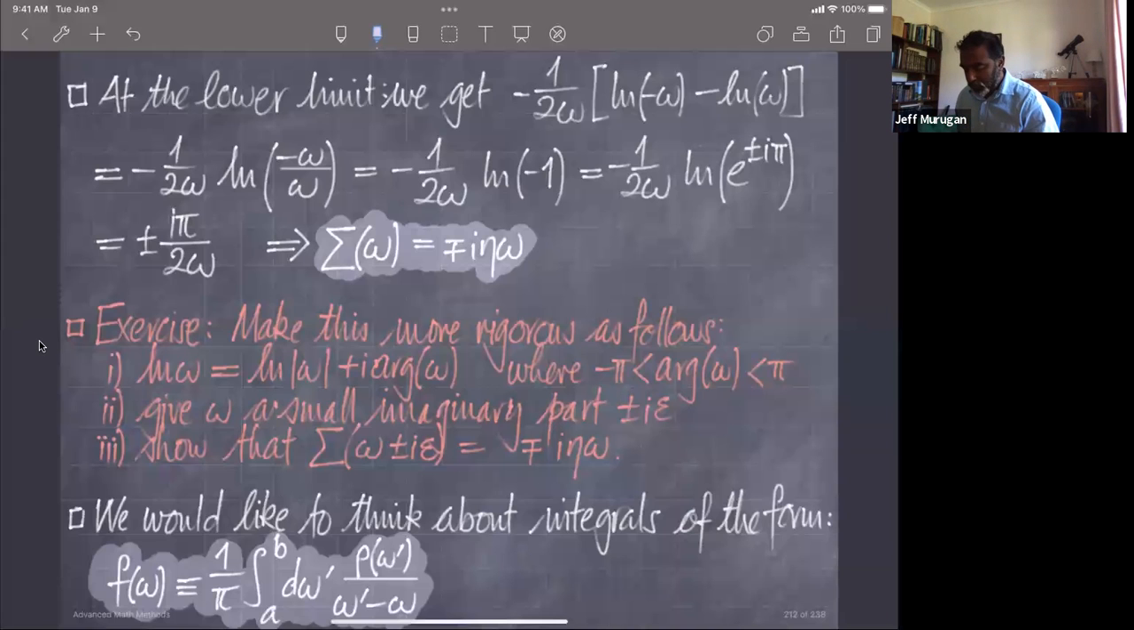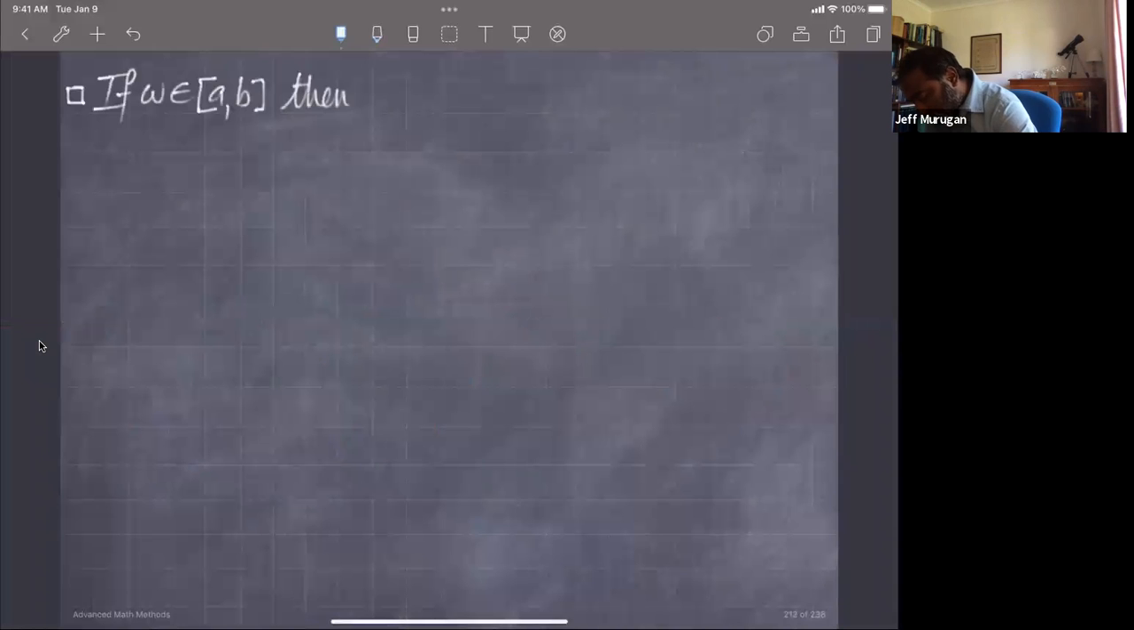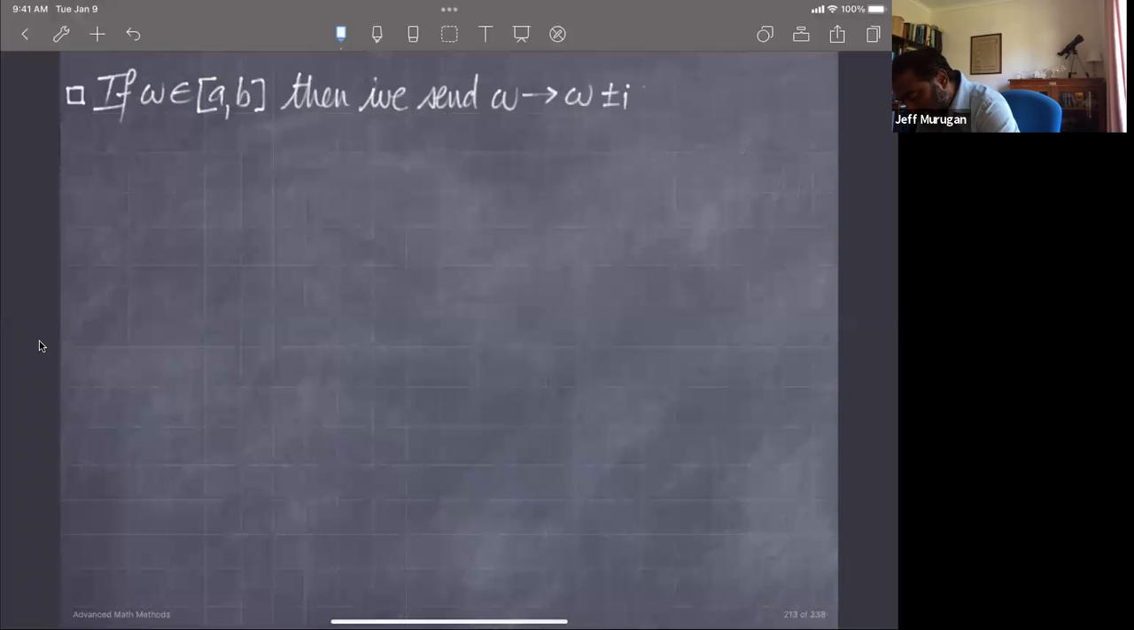So let's make a note of this. If omega is in the interval from A to B, then what we do is send omega to omega plus or minus I epsilon and use the following observation. There are two observations, and they're quite straightforward to write down anyway.